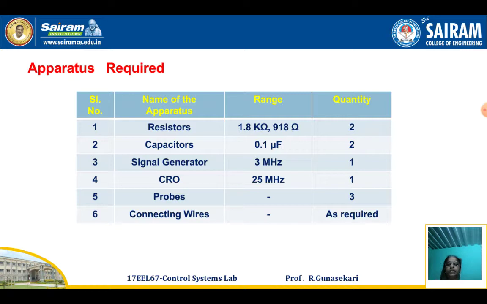Apparatus required: resistors 1.8 kilo ohm one number, resistor 918 ohm one number, capacitors 0.1 microfarad 2 numbers, signal generator 1 number, CRO 1 number, probes 3 numbers, connecting wires as required.